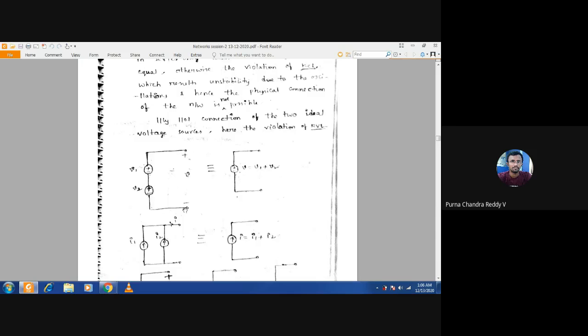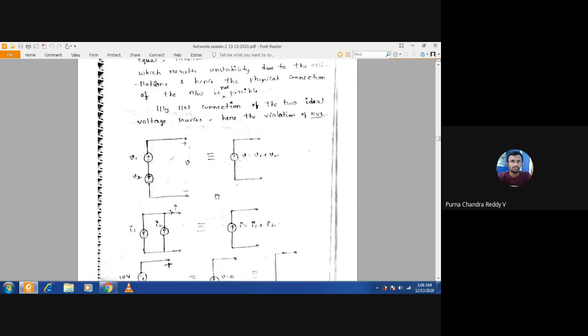Suppose if I am putting minus plus here, minus here, plus here, what is equivalent? Minus V is equal to V1 plus V2. Or you can say V is equal to minus V1 minus V2. Means if you change to minus plus here, this becomes minus V1 minus V2. If it is plus minus, that is V1 plus V2. That depends on how you are considering your polarity.